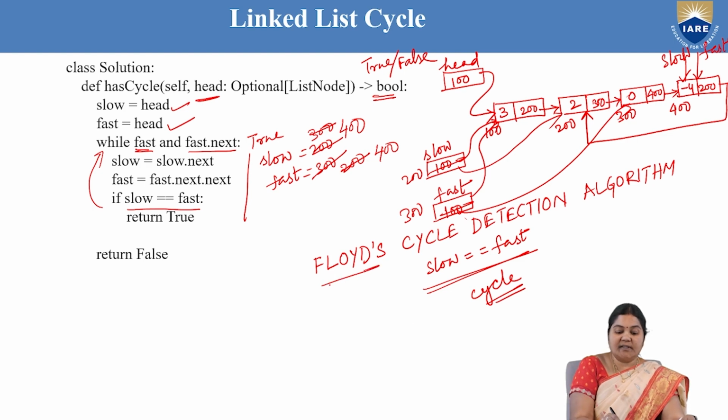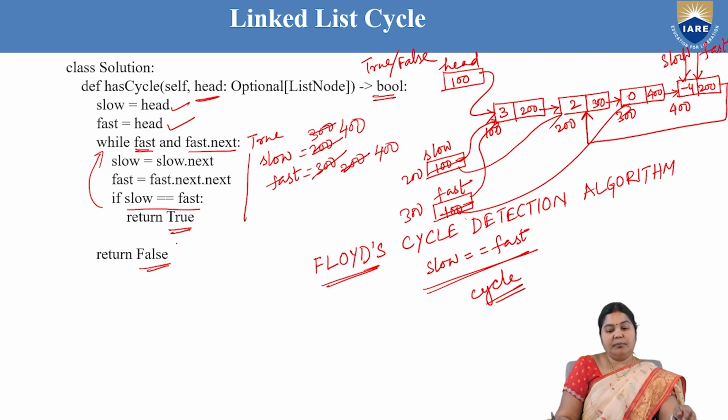Now, what does the cycle detection algorithm say? That when the slow and fast pointers meet at a particular point, then we'll say that the linked list is having a cycle. So according to that condition, we will return true. If they do not meet during all the iterations, then we'll say that there is no cycle in it. So we'll return false.